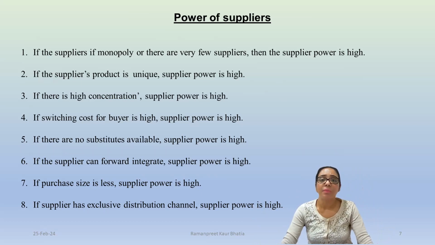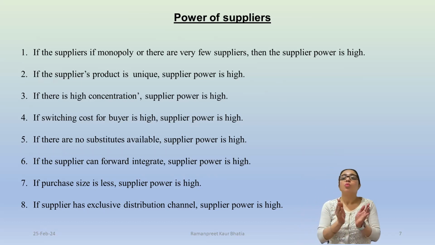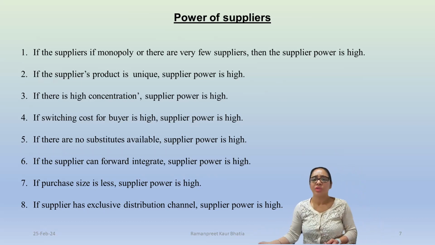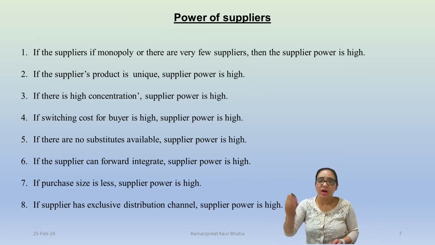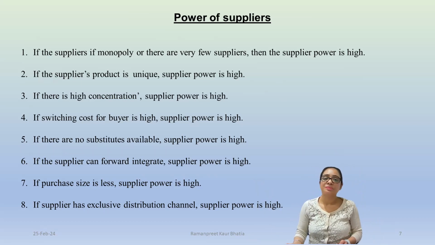Next point is, if I'm buying some product from a supplier in very small quantities. Say I only buy 1 kg of a product from a supplier, and that supplier usually sells about 1000 kgs in a day. So the fraction of purchase that I am making from that supplier is very small. It will not affect the supplier if I buy or do not buy from him, because my purchase is very limited. So why should the supplier listen to me? In that case, his power is more. If I'm buying in very small quantities, the power of supplier increases.